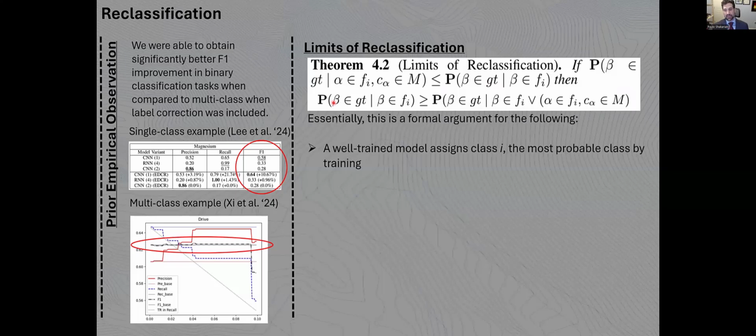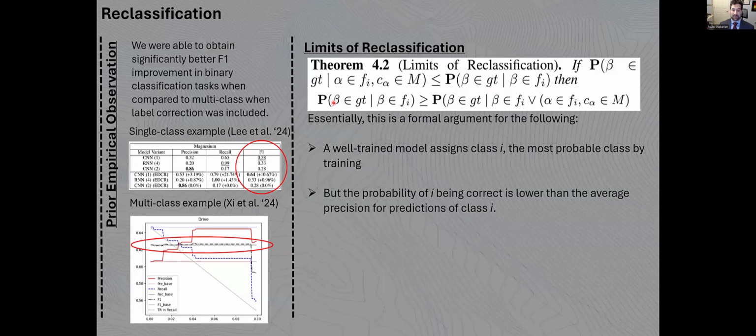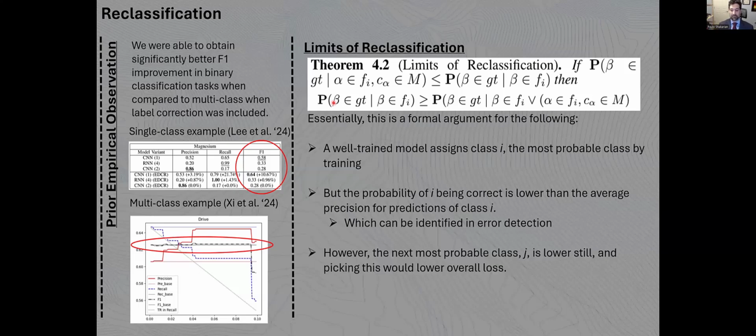And so think of it this way. A well-trained model assigns class I. It's the most probable class by training. But the probability of I is lower than the average precision for all predictions of that class. So we could clearly find this through error detection. However, the next most probable class J, or beta in the statement of the theorem, is still low. So picking class J would cause your overall metrics to be lower still.